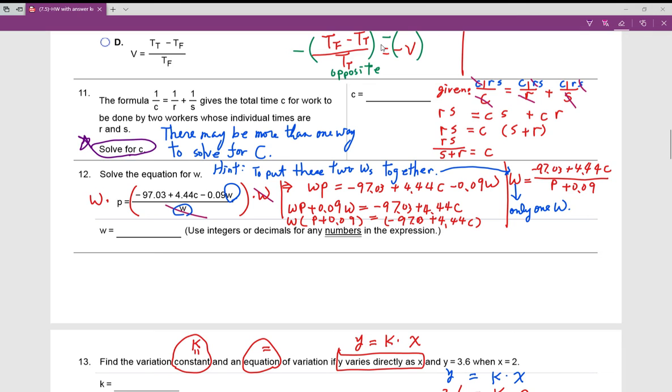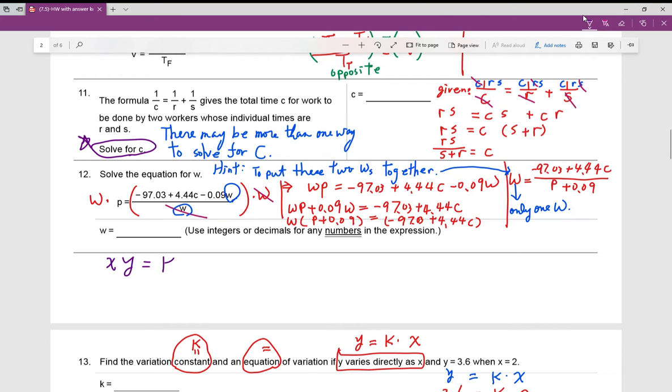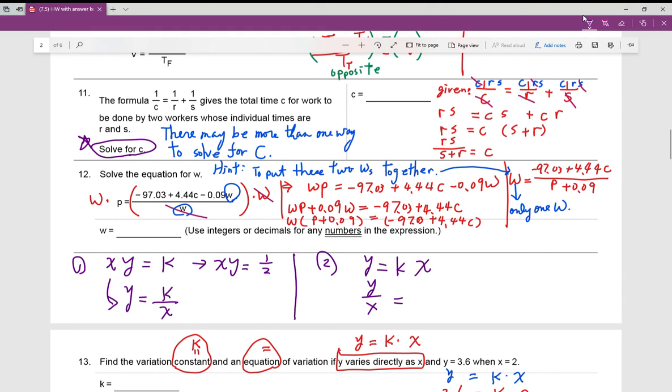Now, today we want to focus on this type. X times y equals a constant number. For example, x times y equals 1/2, no matter what x is, what y is. Or you can solve for y: y is k with x on the denominator. That's the same thing. Okay. So that's the first type. And the second type is y equals k times x, or you say y divided by x equals k.